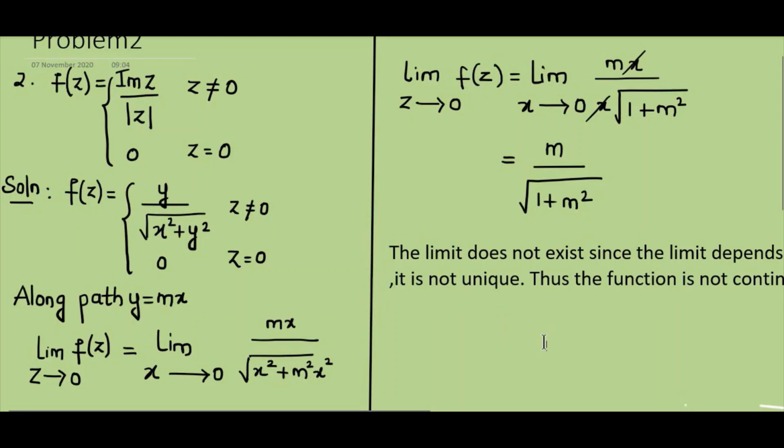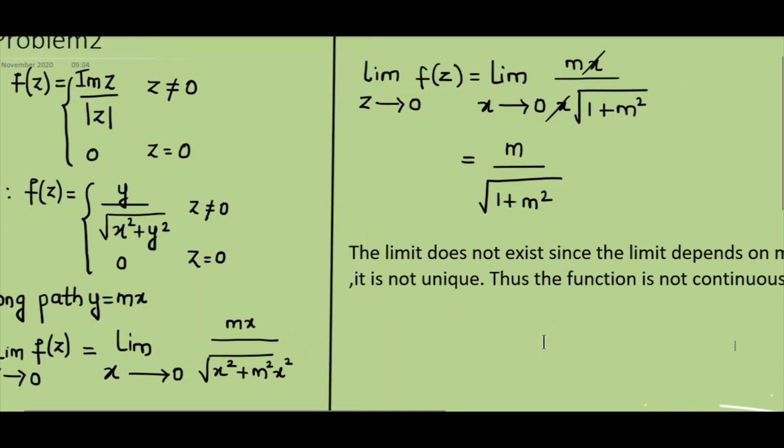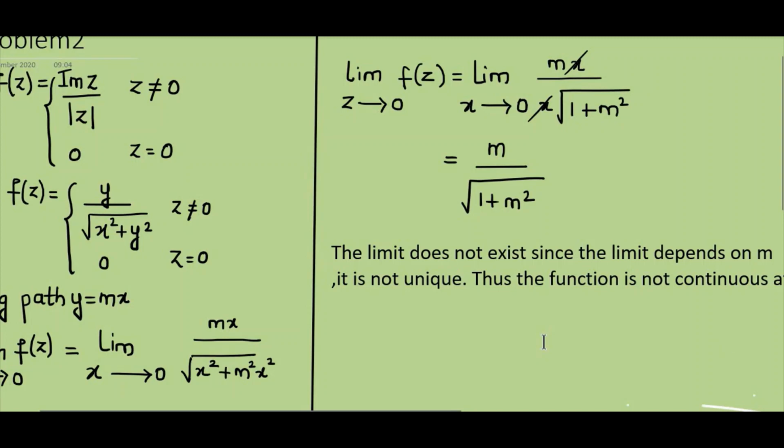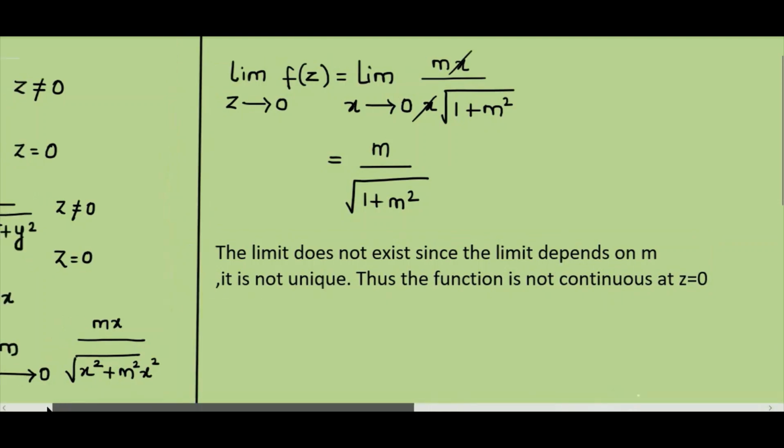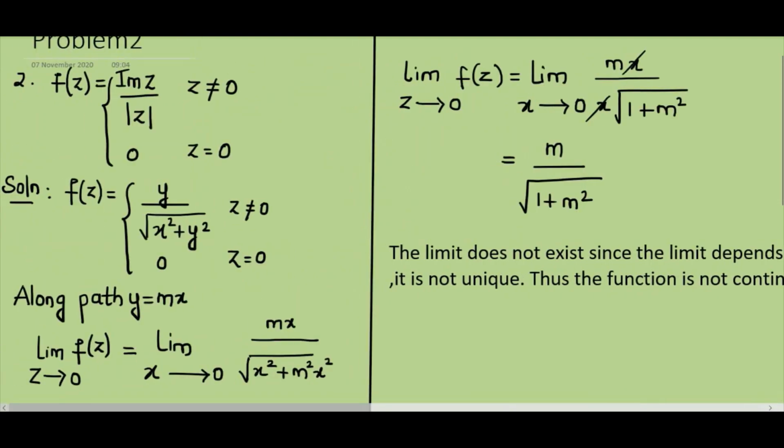And you know that this limit does not exist, because here the limit depends on m and it is not unique. Thus the function is not continuous at z equal to 0, because take an example, when you put m as 0, you will get the limit as 0. When you take m as 1, you will get the limit as 1 divided by root 2. Therefore the limit is not unique, because it is different for different paths. Thus it is not continuous at the origin.